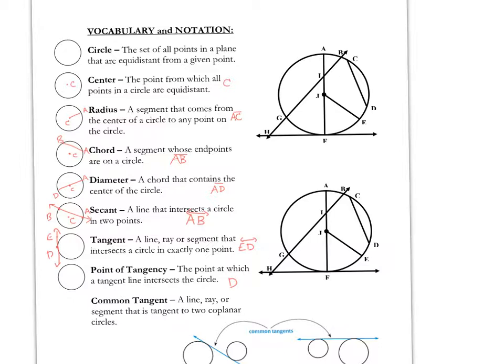And then a tangent could be a line, ray, or segment. It could be either one. And it intersects the circle at exactly one point. And that point is the point of tangency. So in my picture, I have D, and that is a line. And it's a line ED, and D is your point of tangency.